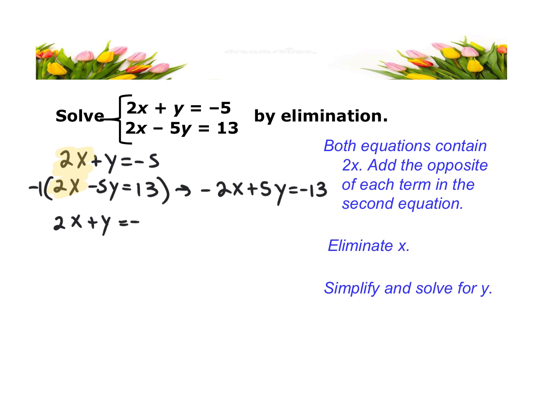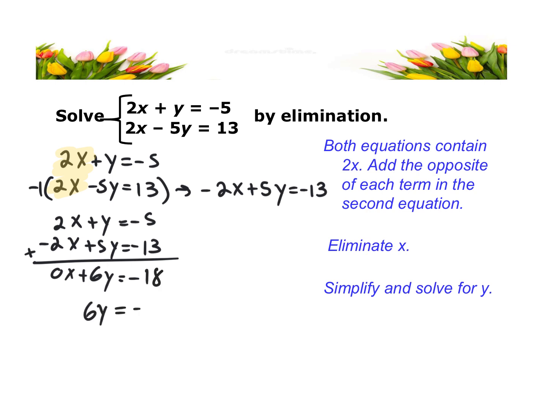So 2x plus y equals negative 5. And negative 2x plus 5y is equal to negative 13. Now I'm going to go ahead and add them. So 2 plus negative 2 is 0x. 5y plus y is 6y. And negative 13 plus negative 5 is negative 18. Now the x disappears, so I'm left with 6y is equal to negative 18. I'm going to divide by 6 on both sides, so I get that y is equal to negative 3.